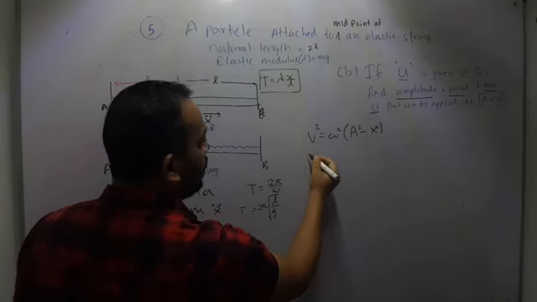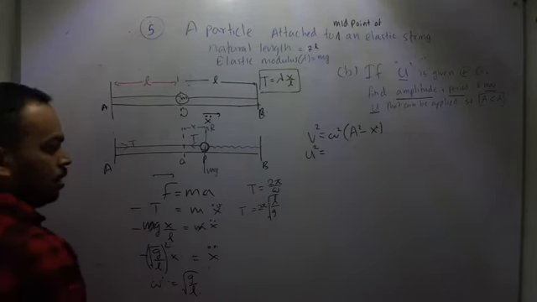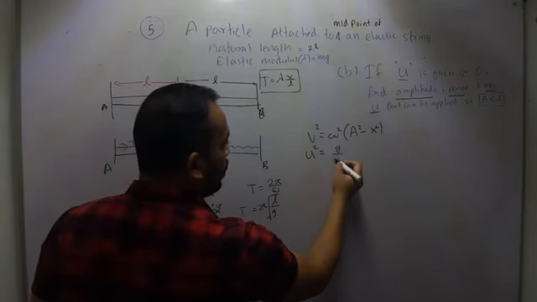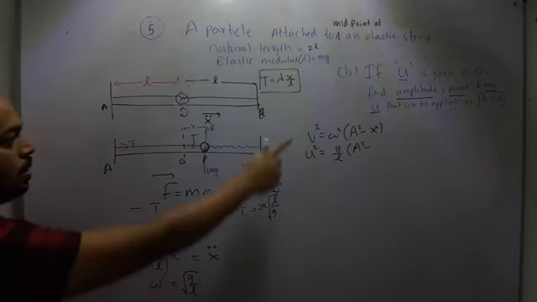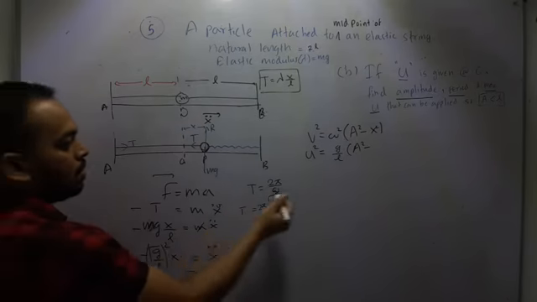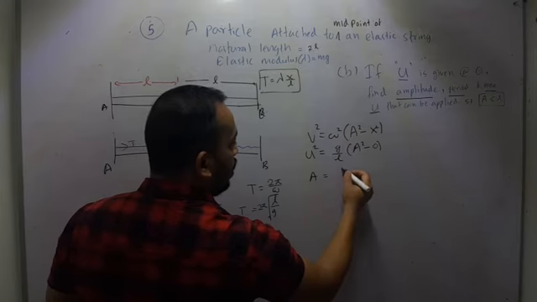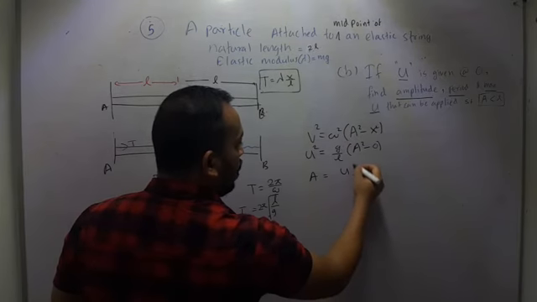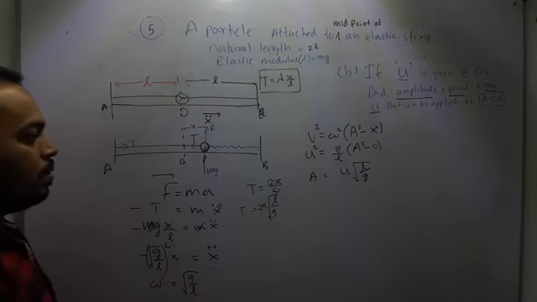Now U is given. So U squared equals omega squared, which is g over L, times A squared minus what is x. So the velocity is given at x equals 0. This is 0. Therefore, A would be U times the square root of L divided by g. Right.